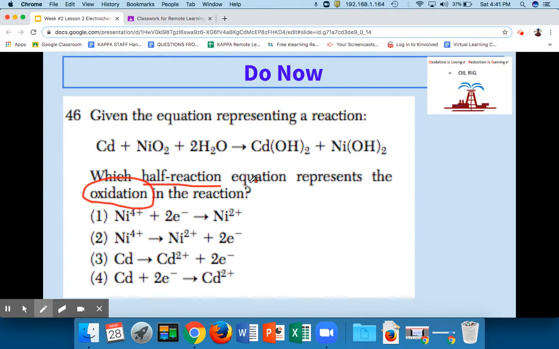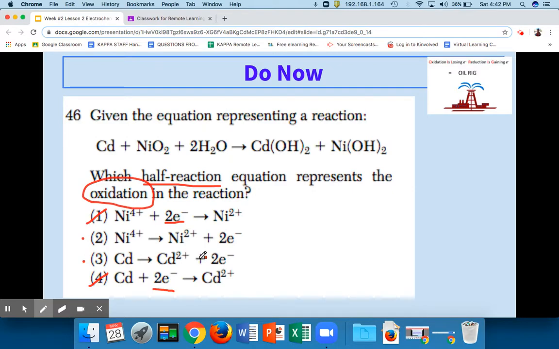So we can actually eliminate some of these options right away. Can you guess which ones? Well, we can eliminate anything that doesn't appear to be losing electrons. So if something is losing electrons, it's on the right side of the equation. So our answers could be 2 or 3, and we can cross out 1 or 4 because electrons are on the reactant side and they're being gained. So we know it's not those.